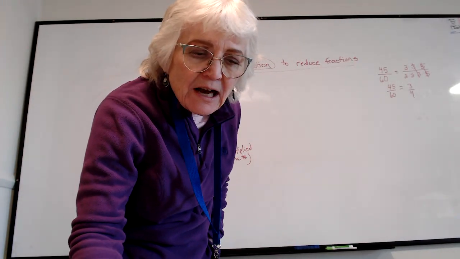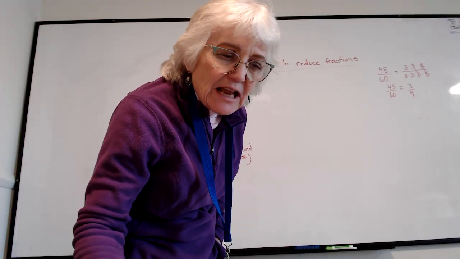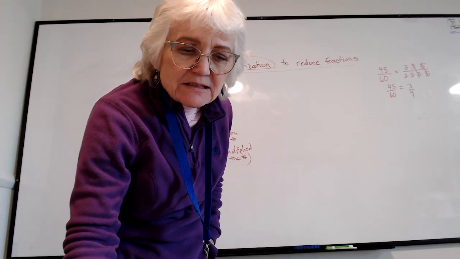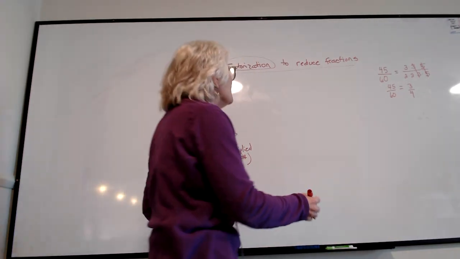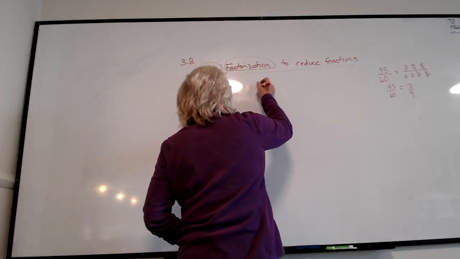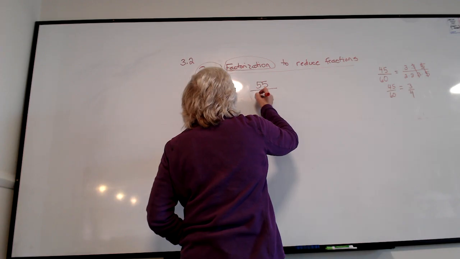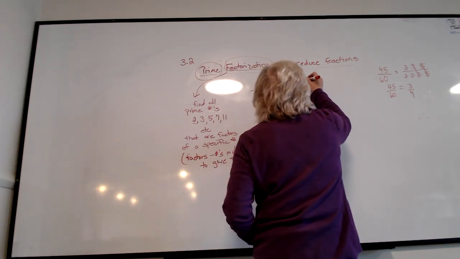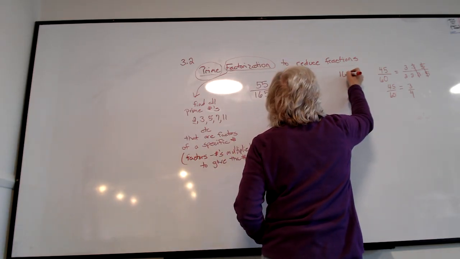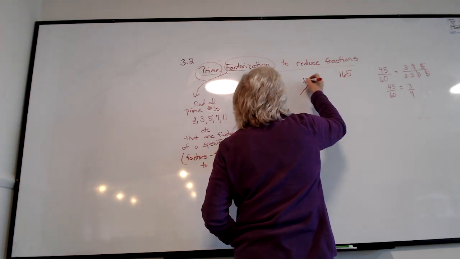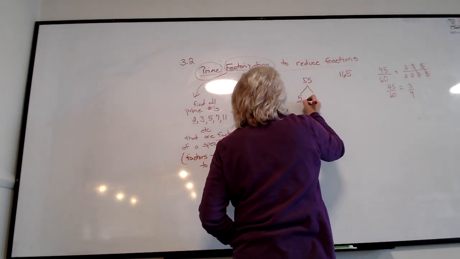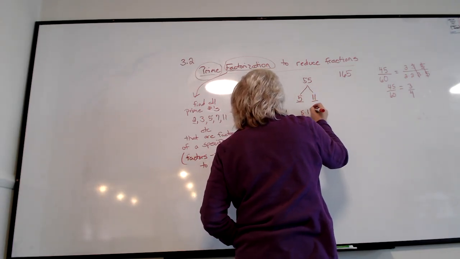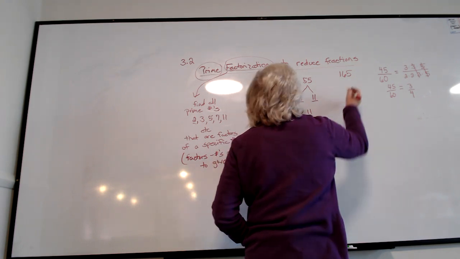Okay. So let's try another one. Let's say we are looking at reducing, this is not too bad a one, 55 over 165, okay? So again, we want to do the prime factorizations of both of these. First thing I see in 55 is it can be divided by 5. That's 5 times 11. 11 is prime, so my prime factorization here is 5 times 11.